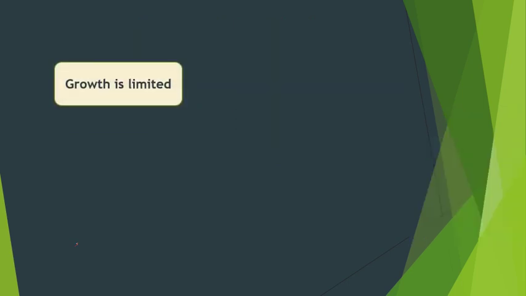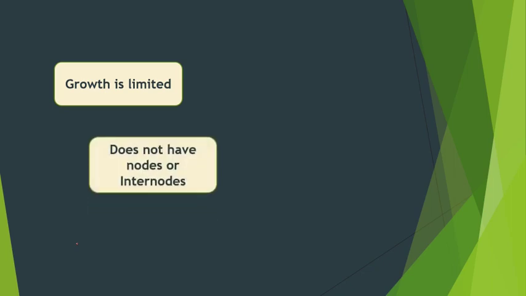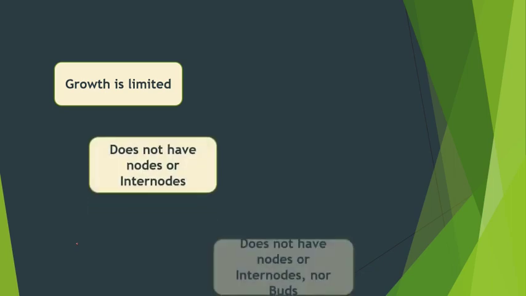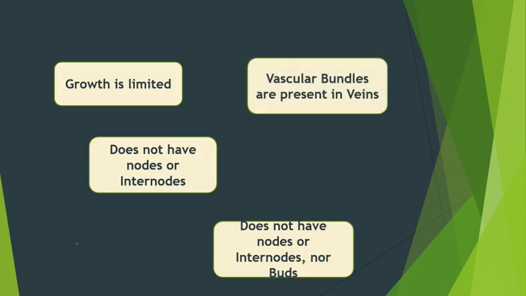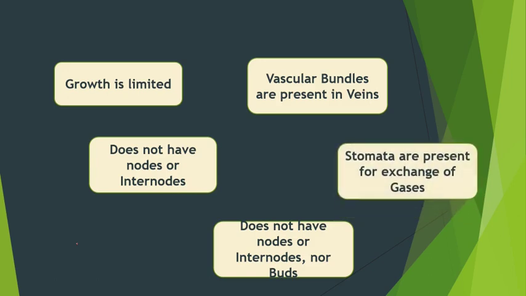So let us see more characters of the leaf. The growth is limited because it does not have buds, nodes, internodes. So the growth of the leaf is always limited, and vascular bundles are present in the veins and veinlets. This is very important. The leaf has openings called stomata, and the stomata carry out exchange of gases. They also carry out the process of transpiration.